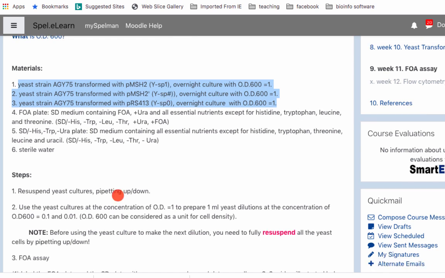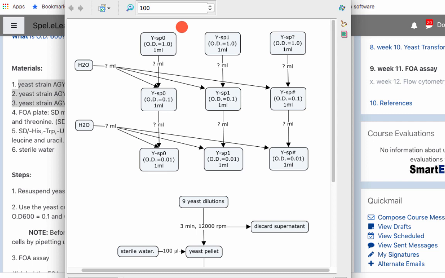The first step is to use the OD1 yeast overnight culture to prepare 2 additional dilutions. The first dilution should be at OD 0.1 and the second dilution should be at OD 0.01. The necessary calculation for this is in assignment lab 9.1, and you're supposed to write the calculation in the flowchart as well. So here is the starting material, the 3 yeast strain overnight culture at OD 1.0.